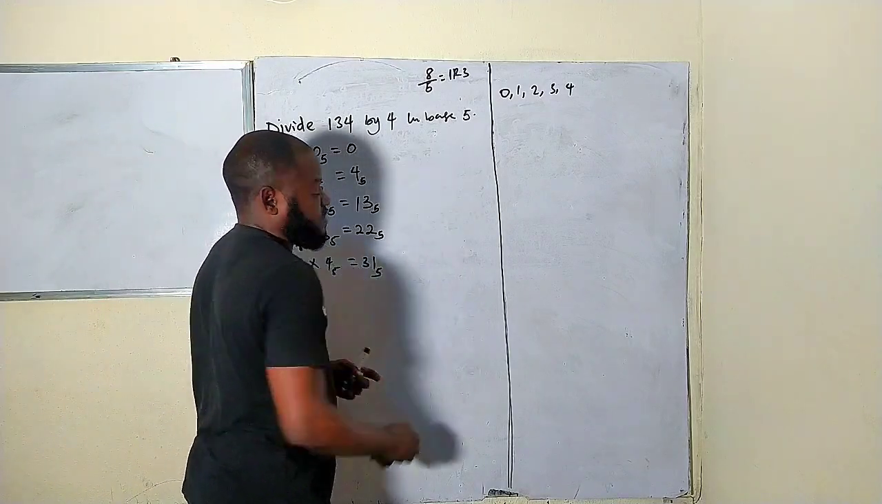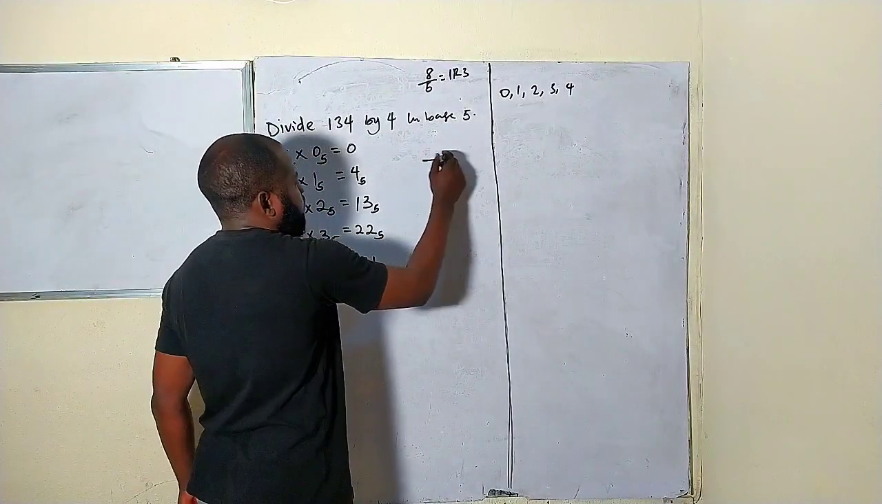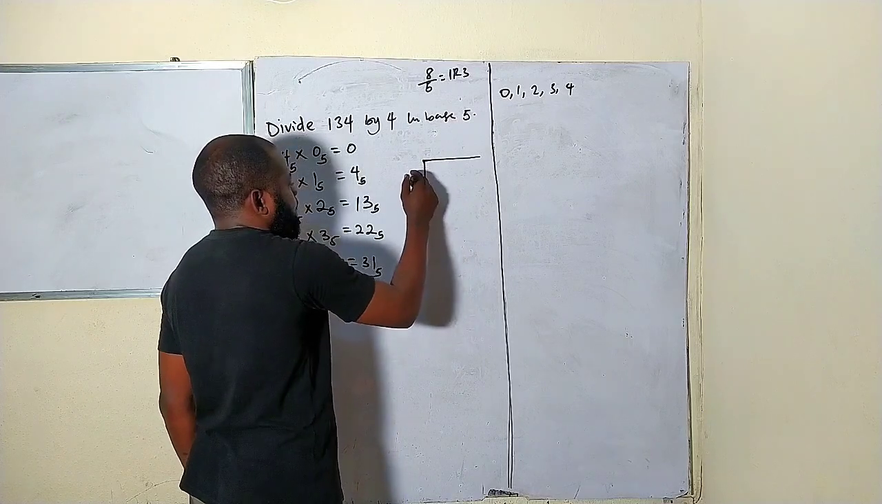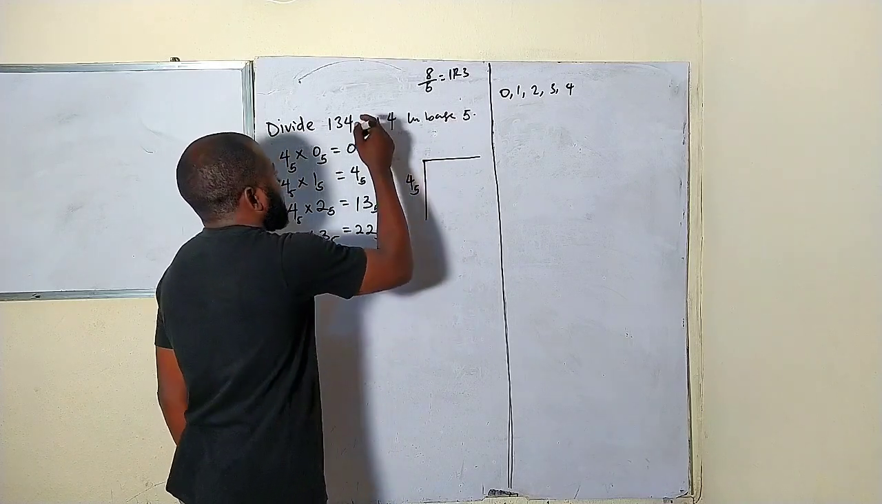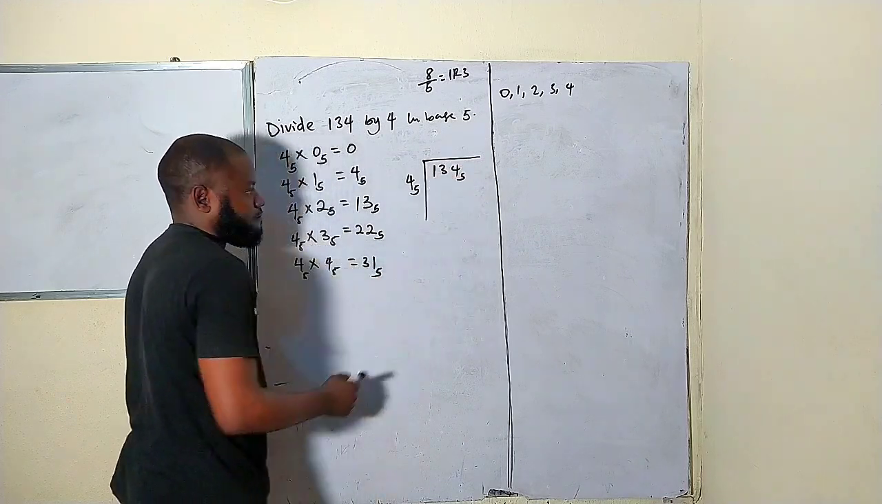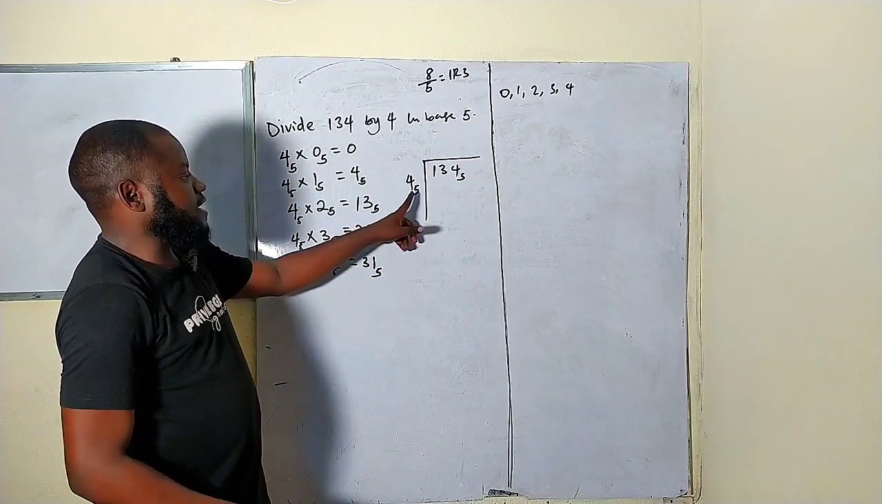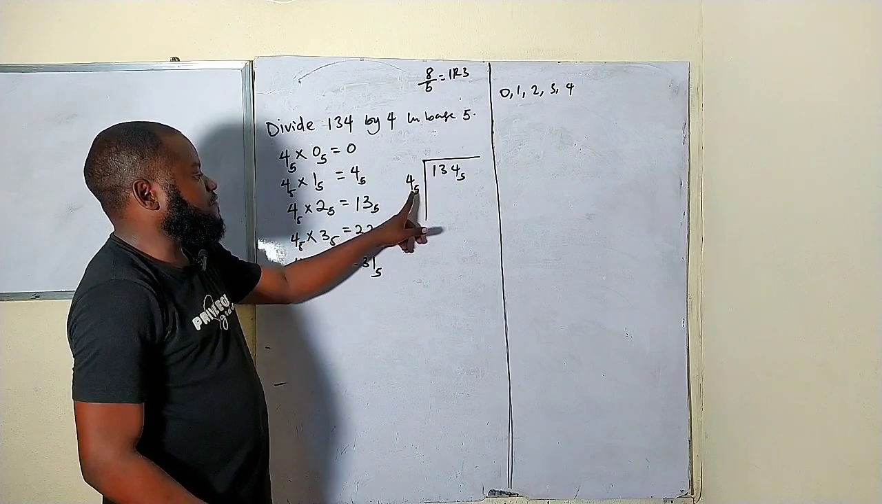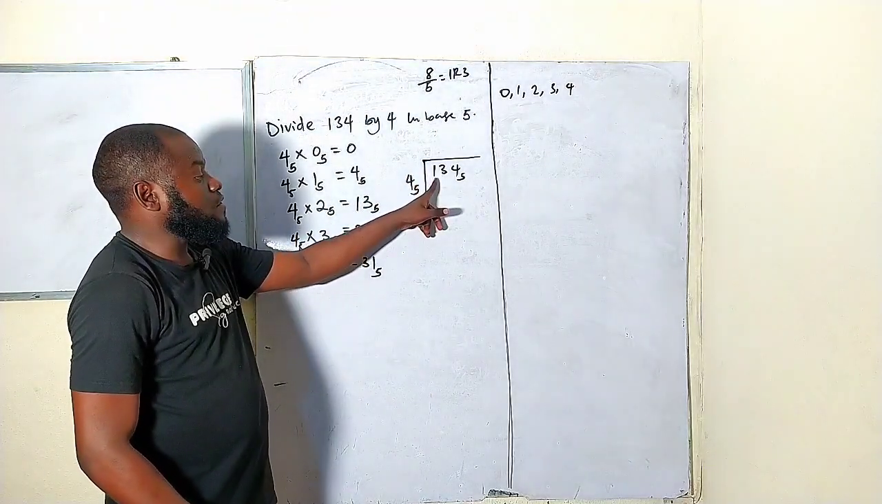It's something so simple. So let me just draw my long division here. And I have 4 in base 5 here, and the digits to divide are 1, 3, 4 in base 5. So if I say 1 divided by 4, that will give me what?